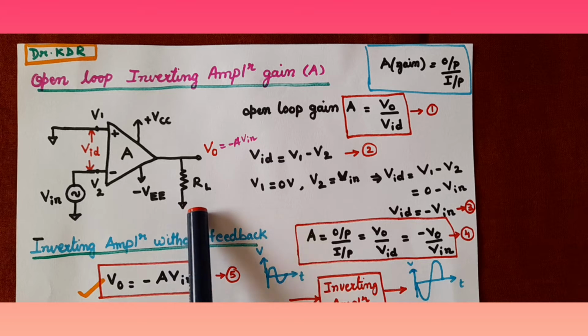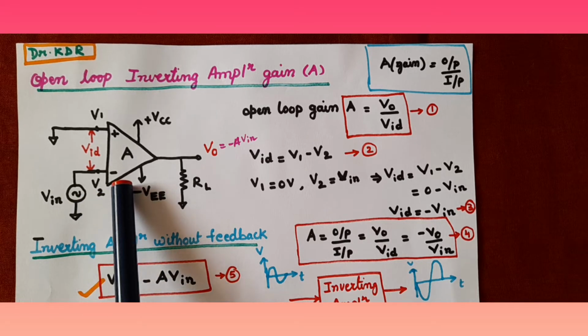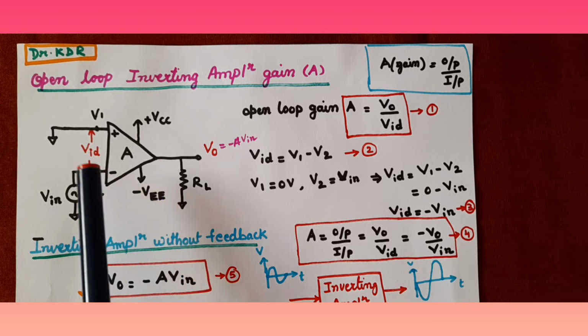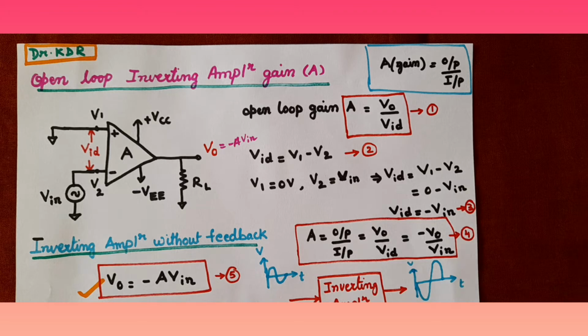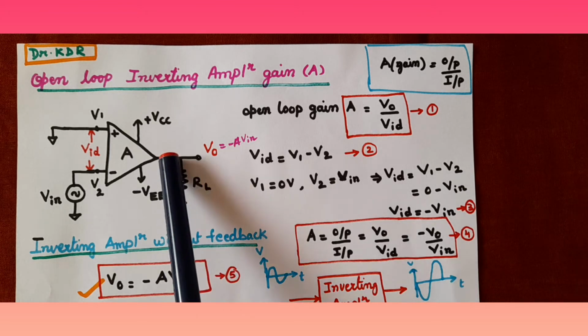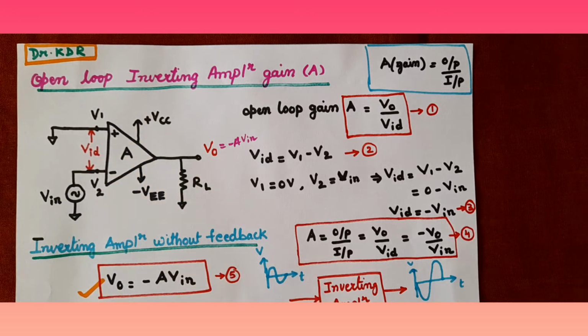So coming to the circuit diagram, why this circuit diagram is called inverting amplifier? Because the input voltage V in is applied to minus terminal. Minus is inverting terminal of the op amp and plus terminal is connected to the ground. Why it is open loop? Because there is no feedback connection from output back to the input.